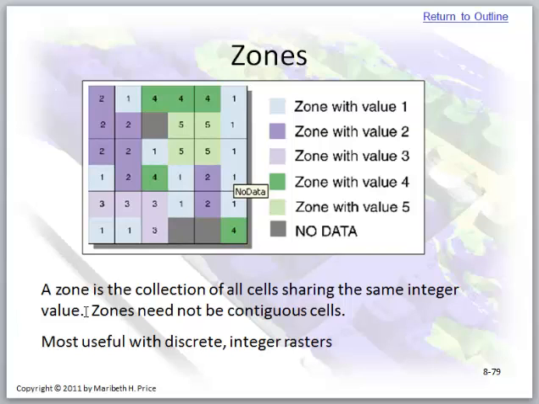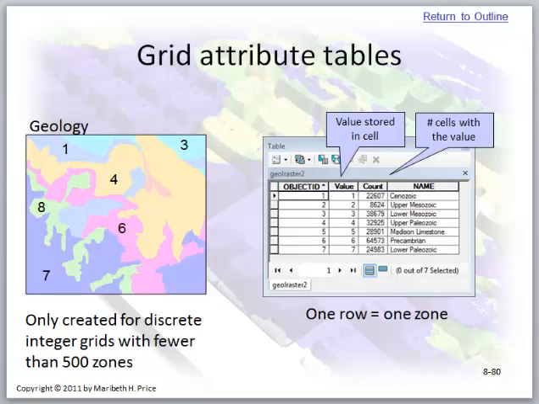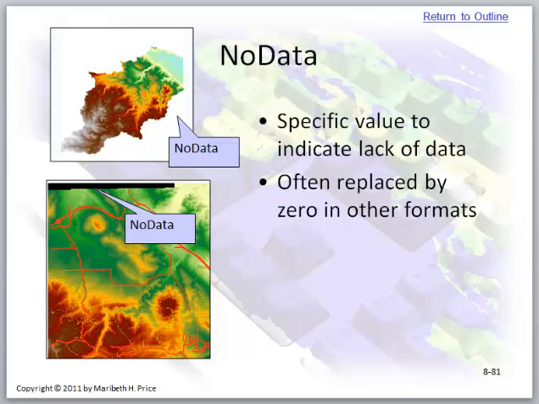A zone is a collection of all cells sharing the same integer value. Zones need not be contiguous cells. They're most useful with discrete integer rasters. Grid attribute tables are only created for discrete integer grids with fewer than 500 zones. No data. A specific value to indicate any lack of data, often replaced by zeros in other formats. In this case, there is no data, which is the white area. And in this image, the no data is replaced with the darker or black area.